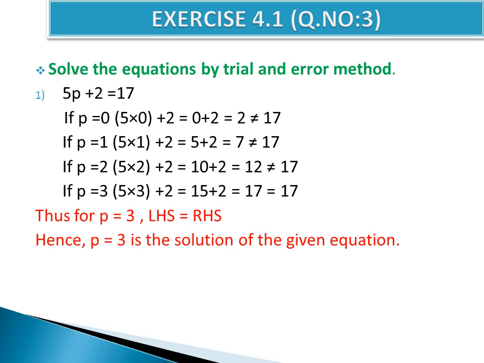So we are getting LHS 17. RHS is already given as 17. So for p is equal to 3, if we take 3 in place of p, we are getting the correct answer. That means LHS and RHS come out the same. LHS equal to RHS. So p is equal to 3 is the solution of the given equation.